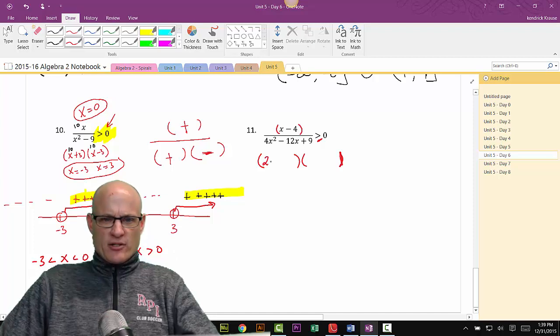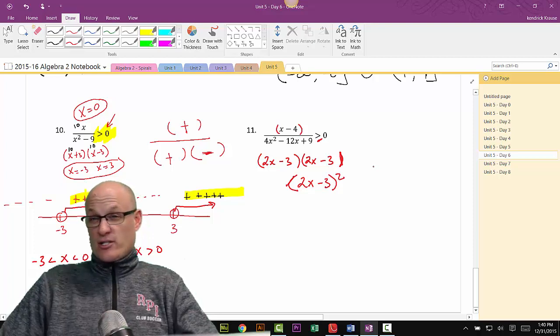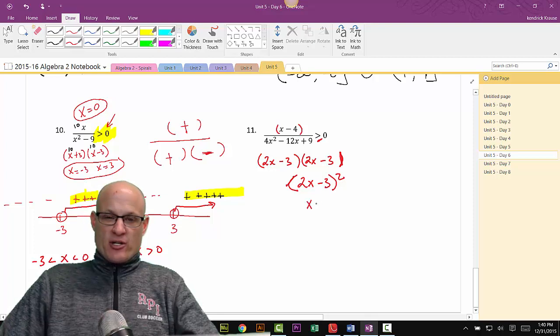That denominator looks like it's going to go 2x, 2x, minus 3, minus 3. Yep. So this is the same as 2x minus 3 squared. Would you all agree with that? 2x minus 3 squared. And what do I know about anything that's squared? Always positive. So in this case, my critical number is x equals 3 halves.